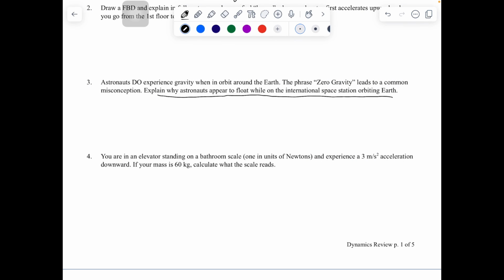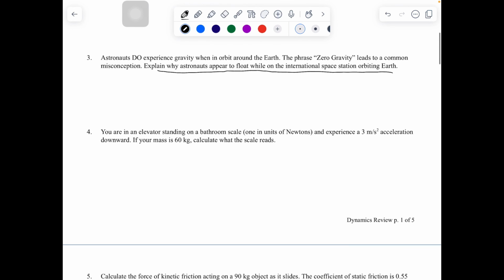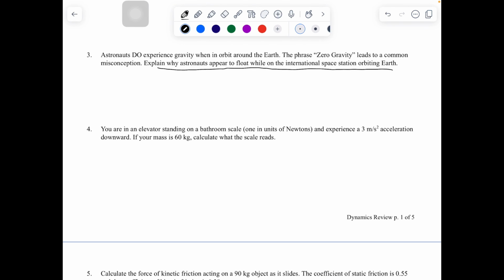Alright, you're in an elevator standing on a bathroom scale, in units of newtons, and experience a 3 meters per second squared acceleration downward. If your mass is 60 kilograms, calculate what the scale reads. Our general approach for solving forces problems is going to be, we draw our free body diagram.